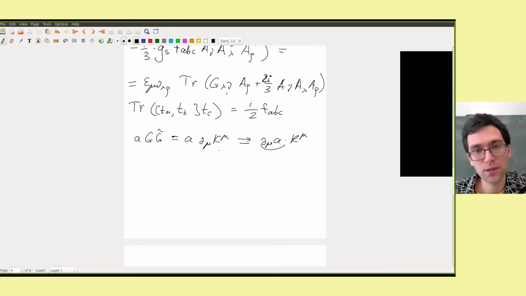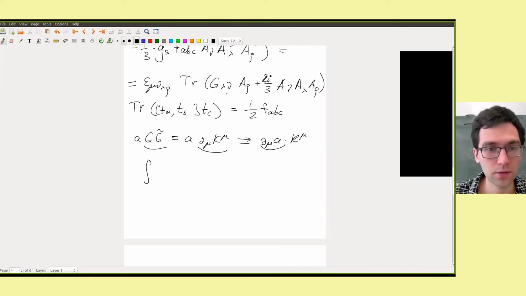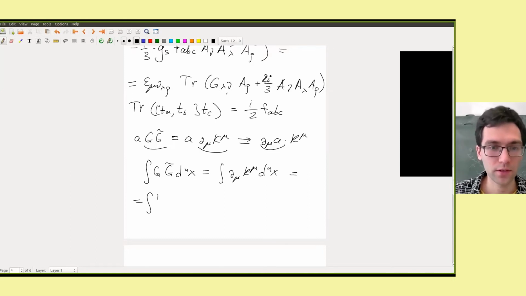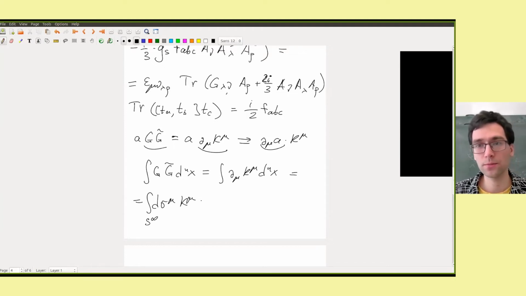So here, although ∂_μ K^μ is a total derivative, so G G-dual is a total derivative, if we now calculate the integral over d^4x, we would assume that the integral of ∂_μ K^μ d^4x equals the integral of dσ_μ over the sphere at infinity of K^μ, and then we normally say that all the fields vanish at infinity, and that's why this integral is equal to 0. However, it's not true here. Why is it the case?